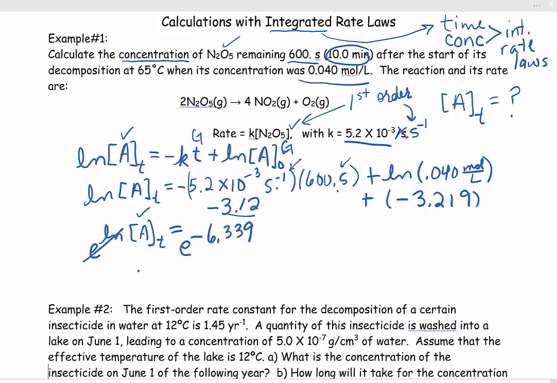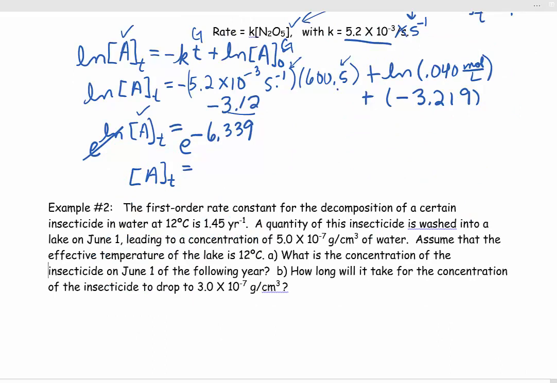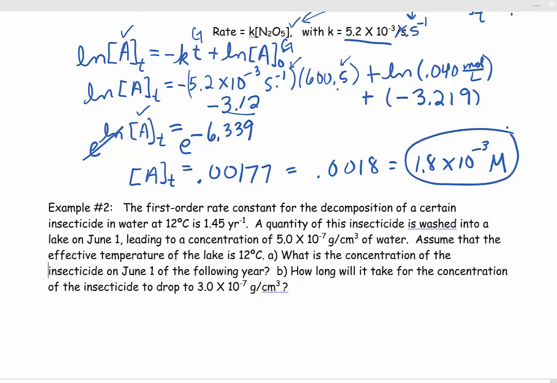So e to the natural log frees the variable and gives us A sub t. And e to the -6.339 gives 0.00177, and then we do end up having two sig figs, so 0.0018 or 1.8 times 10 to the minus third. We're solving for the molarity at time t, so this would be the concentration units at the end. And it has gone down from 0.04 to 0.0018, so this answer does make sense.